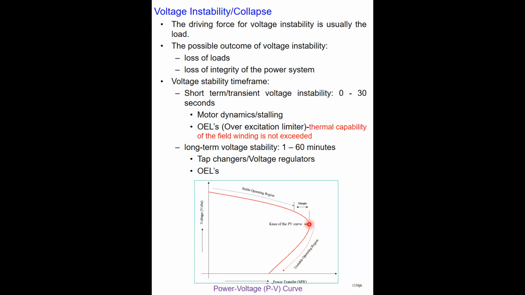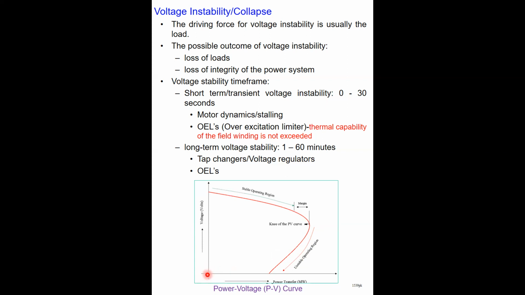So in fact, at this point, you don't get it actually. If you load it beyond this one, suddenly the voltage will go down. You don't get a different point here on the curve. It will be sudden. So basically what you find is the voltage becoming zero at the bus.